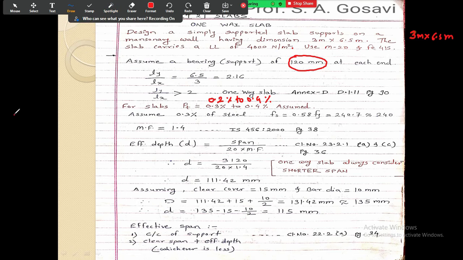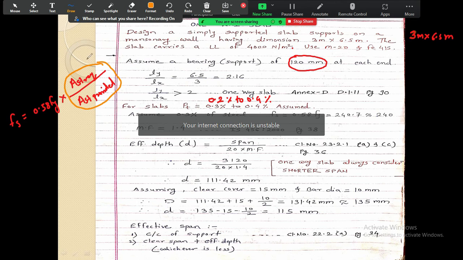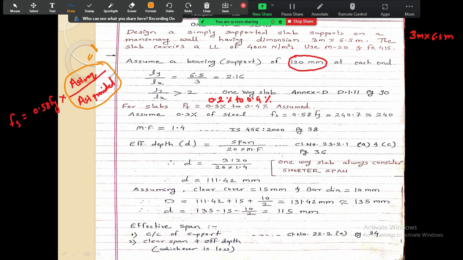Actually, how does it come? In the IS code it is given as Fs is equal to 0.58 Fy into Ast required divided by Ast provided. So what do we assume? We assume that whatever steel is required, that steel we are going to provide, and that is why this ratio becomes 1.